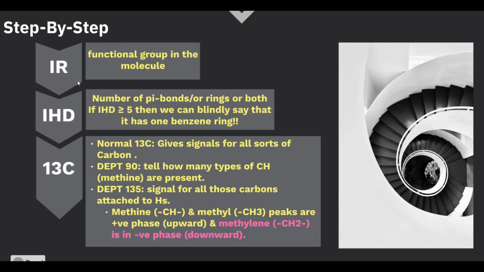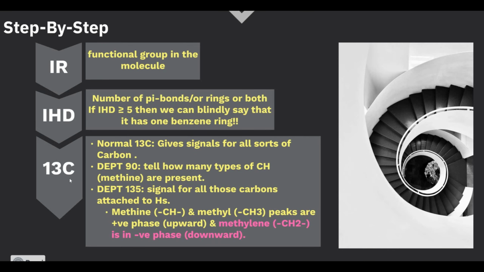First, look at the IR value or IR spectra to determine the functional group present in the molecule. Then calculate the index of hydrogen deficiency, which gives you information about the number of pi bonds or rings, or it could be both, present in the molecule. According to my experience, if the index of hydrogen deficiency is equal to 5 or more than 5, then we can say that this compound contains one benzene ring.